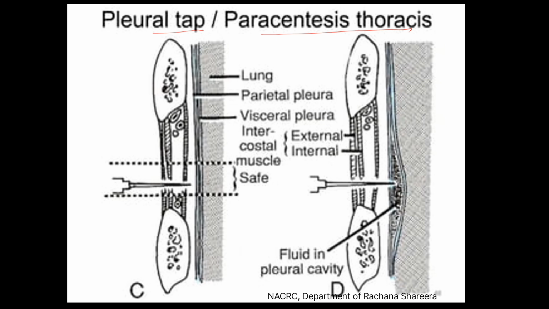Above the level of the 8th rib, we can damage the lungs if we insert above that level. So always remember the level of the 8th rib, or the lower part of the 8th costal intercostal space, where we have to insert the syringe.